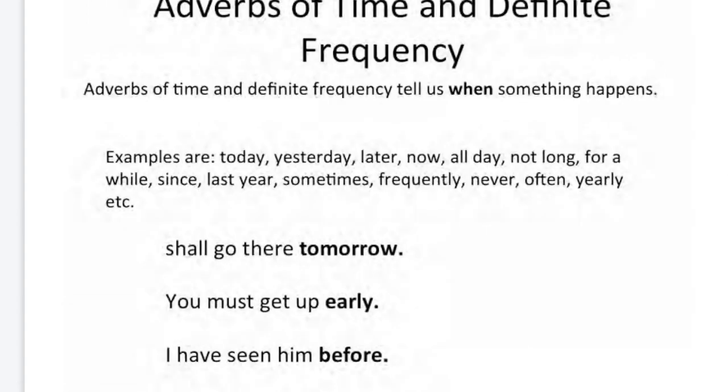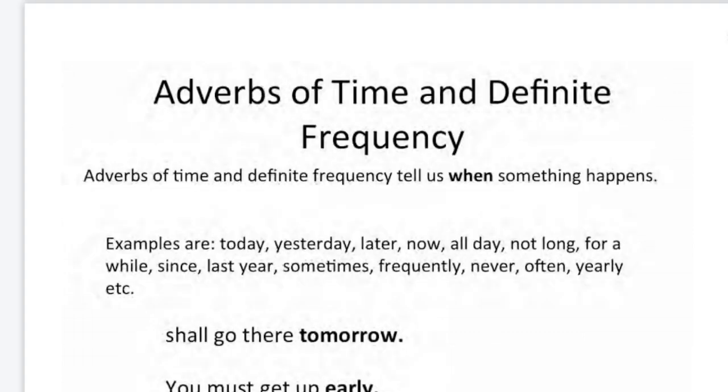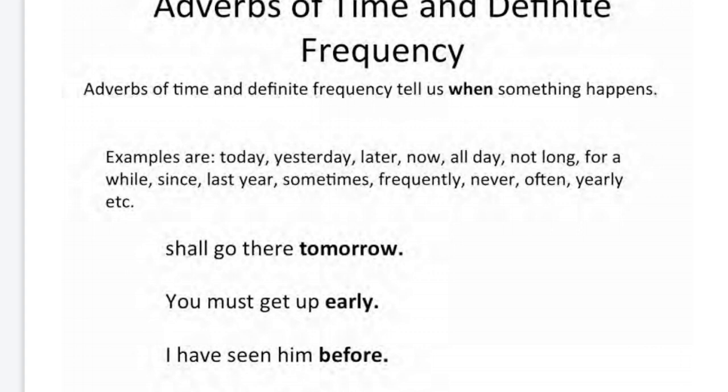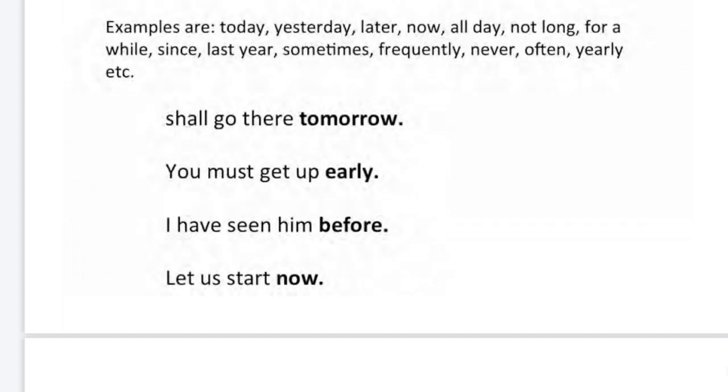So adverbs of time and definite frequency tell us when something happens. This is called adverb of time. For example, today, yesterday, later, now, all day, sometimes, frequently, never, often, etc. So for example, I shall go there tomorrow. So tomorrow is an adverb of time. You must get up early. Early is an adverb of time. I have seen him before. Again, adverb of time. So these are all adverbs of time.